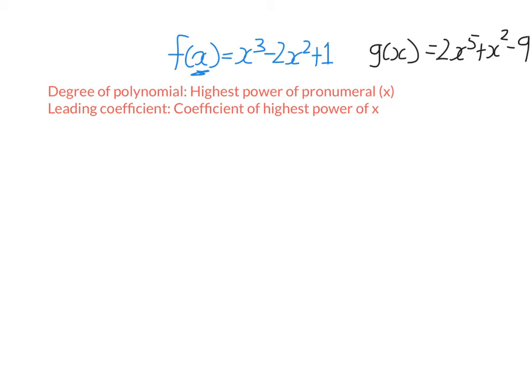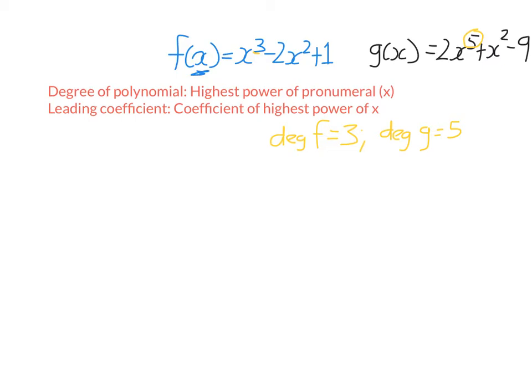So we just need to get some terminology right. The degree of a polynomial is the highest power of the pronumeral, which is usually x. So in our examples above, the degree of f is 3. So f is a degree 3 polynomial, meaning it's a cubic, and the degree of the polynomial g is 5, because the highest power of x is 5, whereas in f it was 3. Okay, so we've done heaps of work with quadratics. They're degree 2 polynomials, because the highest power of x is 2. So like x squared plus 1 is a degree 2 polynomial.